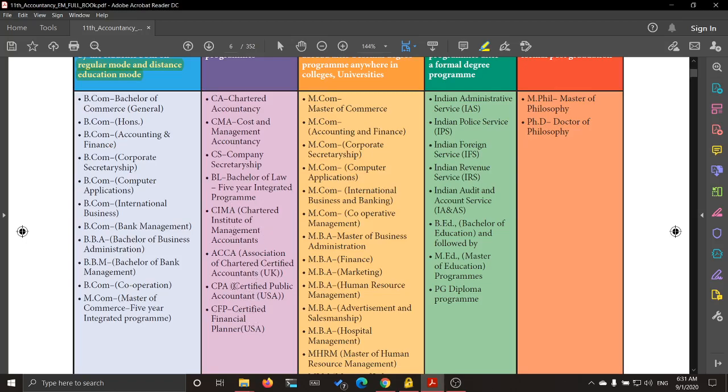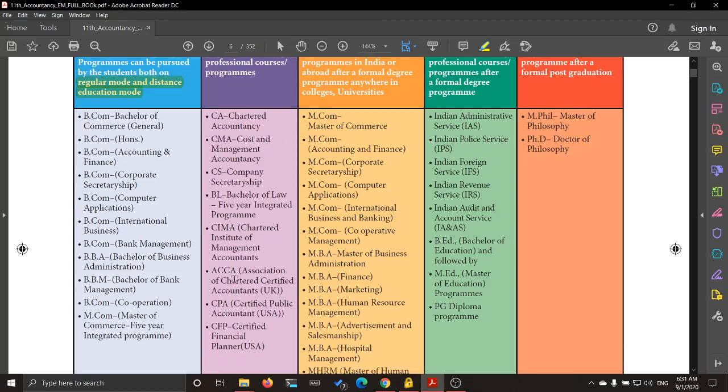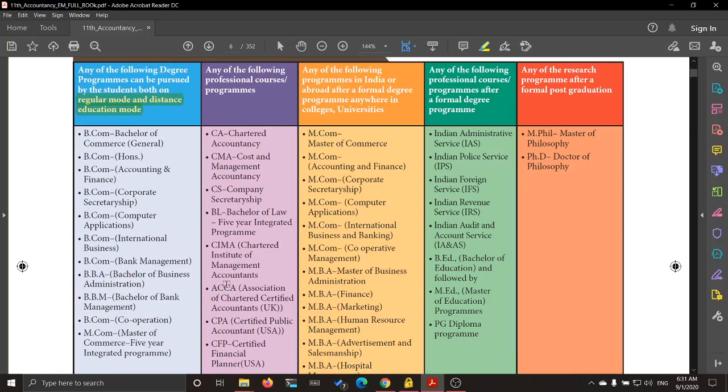So all these are equally valuable. If you complete your degree and pursue these courses, this is a professional course, you have some paper exemption. But some students do not want to waste the time, so they directly go for this and opt for a degree program through distance education, that is correspondence education. So you will have your degree as well as your concentration in these particular professional courses.